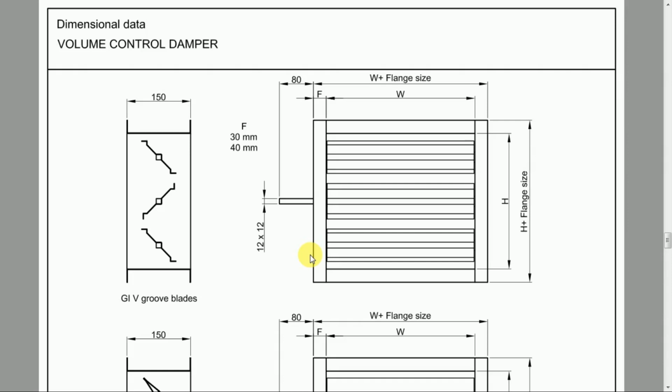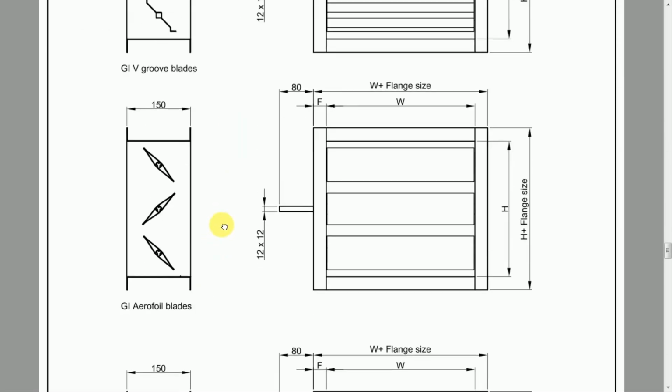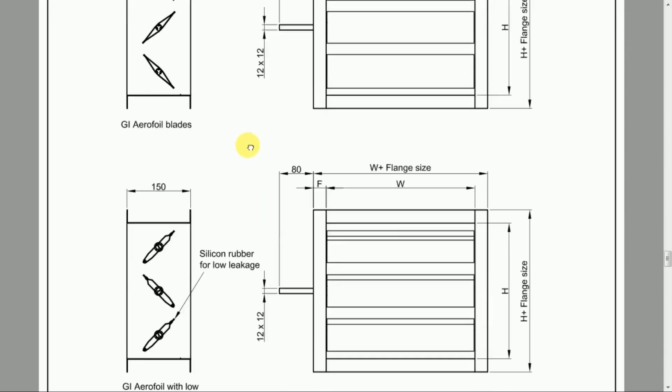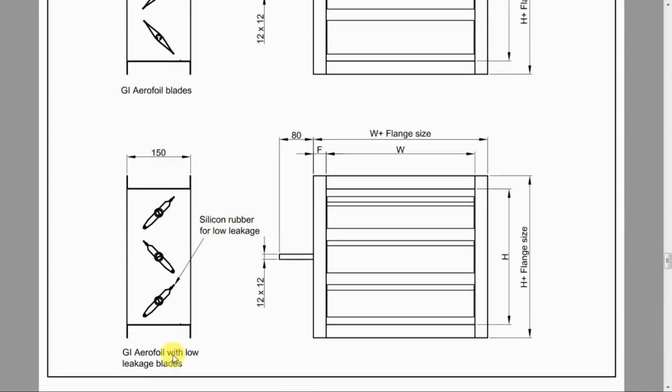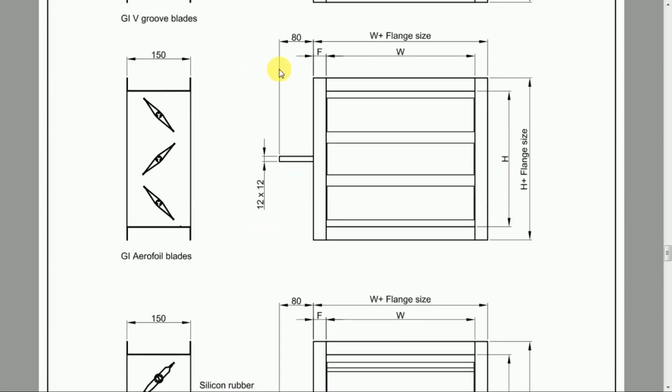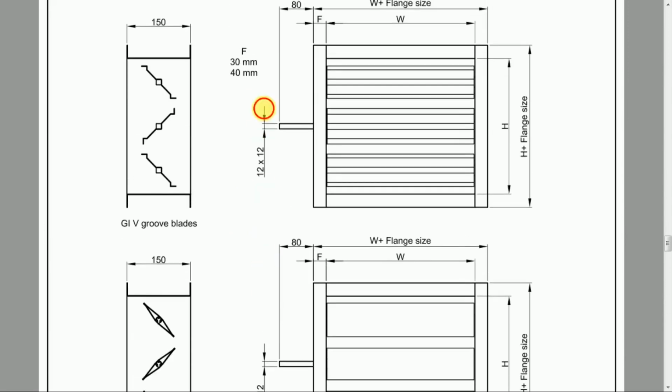The next classification of VCD is based on the blade types. We have basically 3 types of VCDs according to the blade type. The first one is GI groove blades. The second one is GI aerofoil blades. And the third one is GI aerofoil with low leakage blades. So let us discuss these 3 types of VCDs.